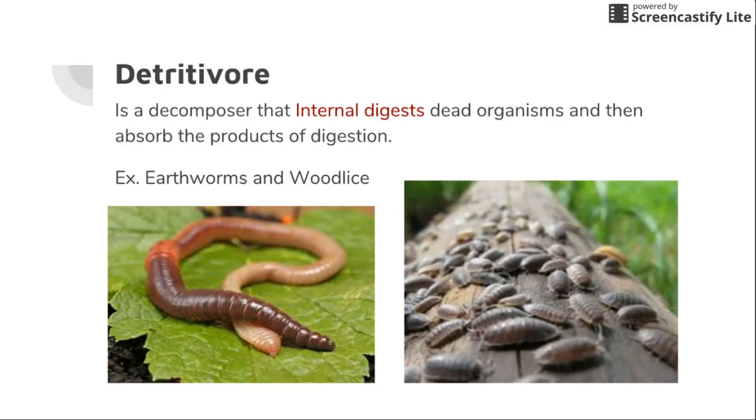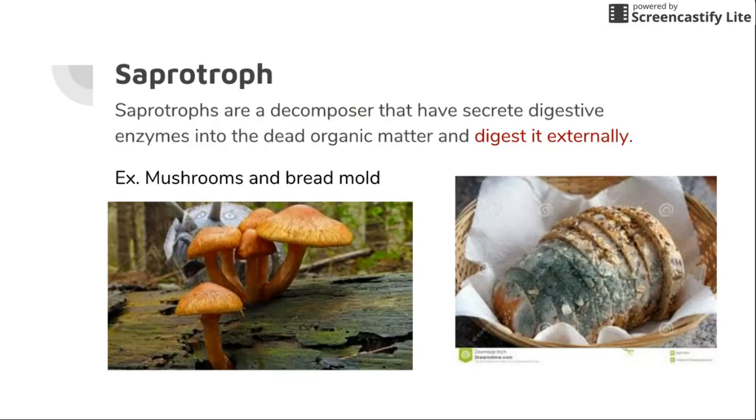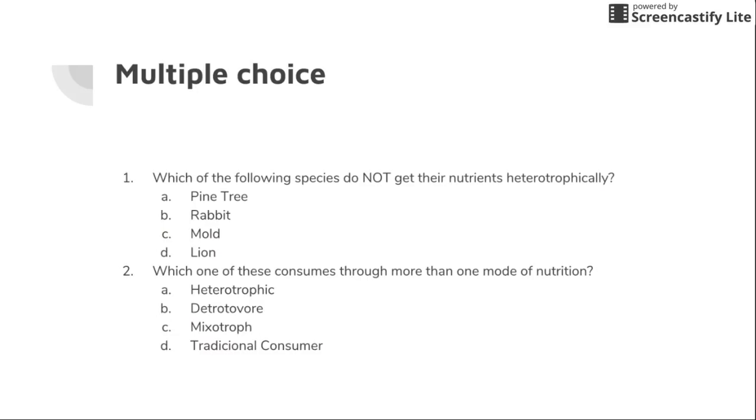Detritivores are decomposers that internally digest dead organisms and then absorb the products of digestion. Examples are earthworms and woodlice. Saprotrophs are deconsumers that secrete digestive enzymes into the dead organic matter and digest it externally. Examples are mushrooms and bread molds.